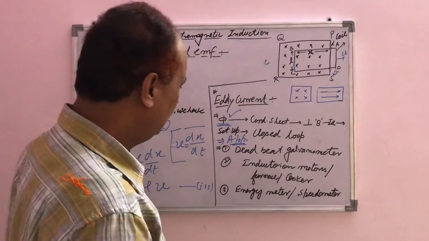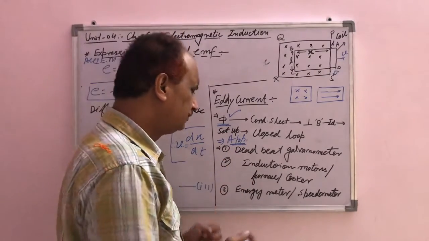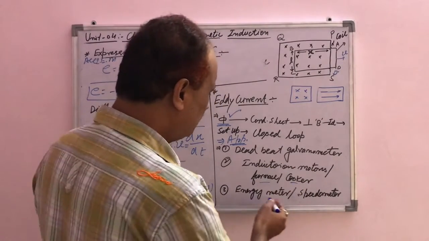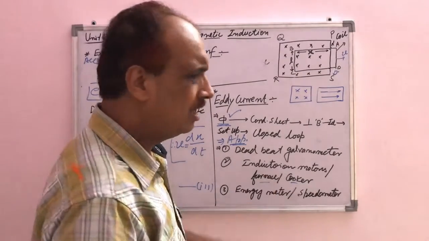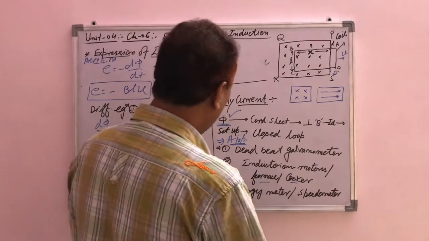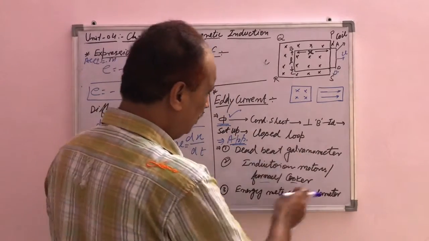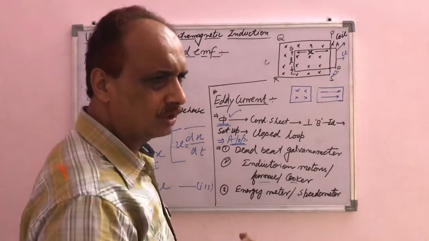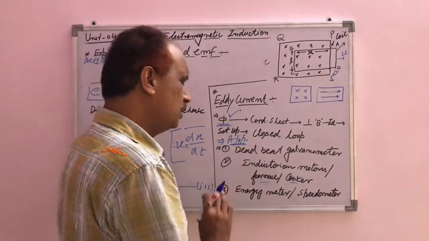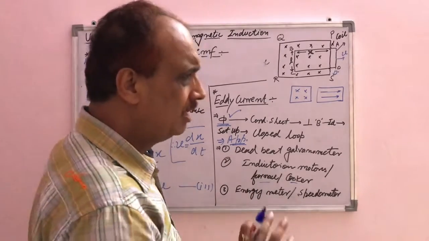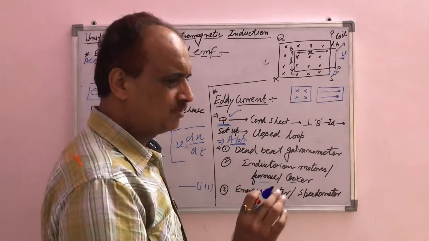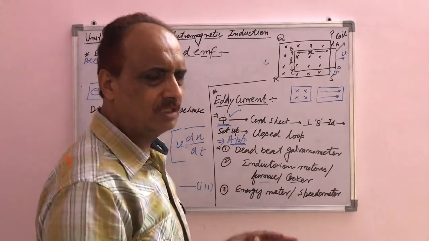Many applications are there, such as the deadbeat galvanometer, induction motors, induction furnace, induction cooker, energy meter, speedometer, electric brake, etc. Suppose in a deadbeat galvanometer, how is eddy current used? In the deadbeat galvanometer, the wire is wound over an aluminum frame or any conducting frame. When oscillations are produced due to the flow of current in the galvanometer coil, it deflects and will not come to rest suddenly, so the oscillations will not die out.